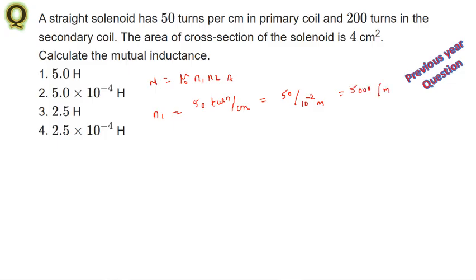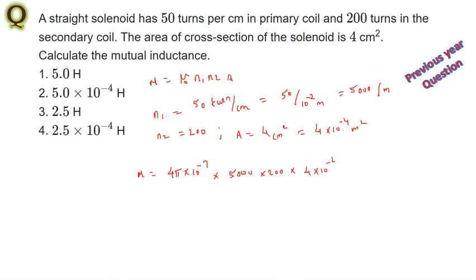Next, N2 value they have already given, that is 200 turns total, and the area of cross section they have given, A is equal to 4 centimeter square. Now you can mention here 4 centimeter square is 4 into 10 power minus 4 meter square. Right, now substitute all the values. So M is equal to mu naught, which is 4 pi into 10 power minus 7, N1 value that is 5000, N2 value 200, and area 4 into 10 power minus 4.